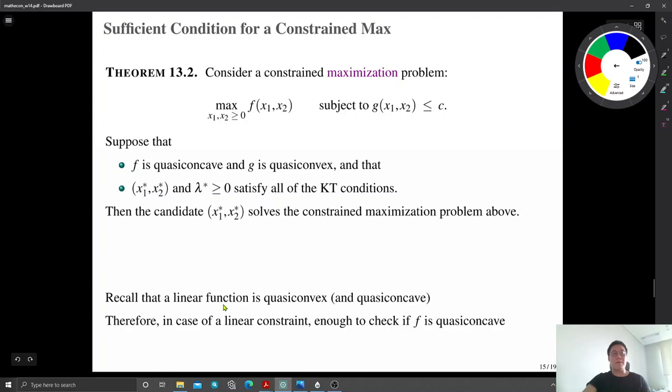And so remember, linear constraint. A linear function is both quasi-convex and quasi-concave, right? So whenever we have a linear constraint, we don't have to check this one. Function g is automatically quasi-convex, so it's enough to check whether the objective function is quasi-concave or not. If it is quasi-concave, and we attempt to solve a maximization problem, then the Kuhn-Tucker condition becomes a sufficient condition. So if we find a candidate satisfying the Kuhn-Tucker condition, that is going to be the solution.